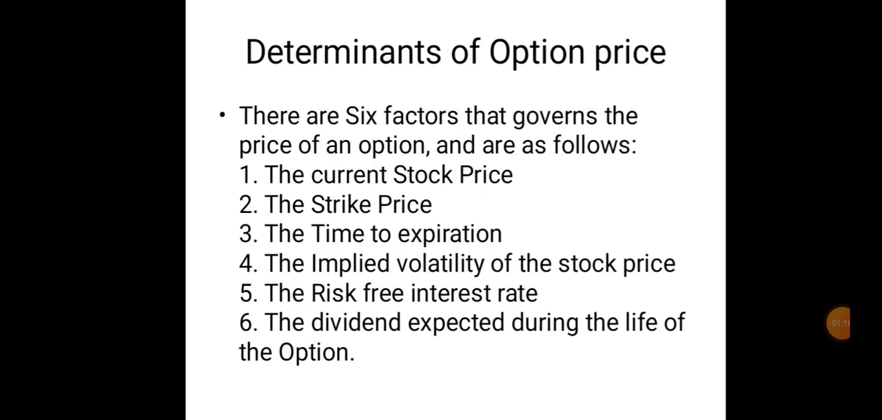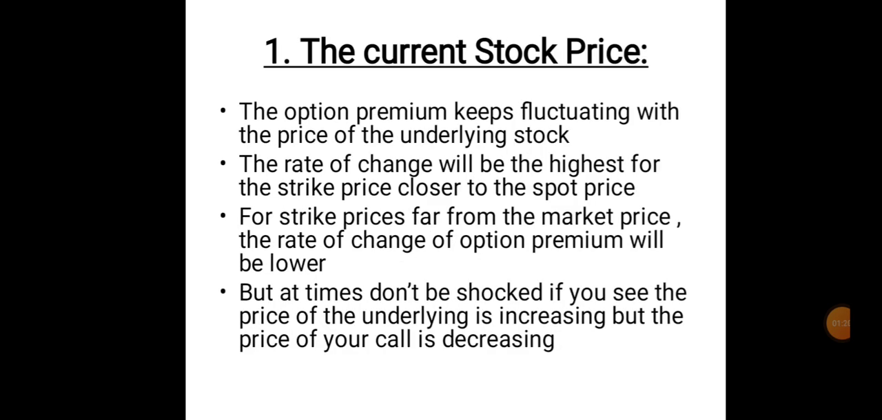So let's go through them one by one. The first is the current stock price, that is the current stock price prevailing in the market. Say for example, 70 rupees is the current market price, and the future price may be 90 or it may come down to 50. So current market price means the price presently available in the market.